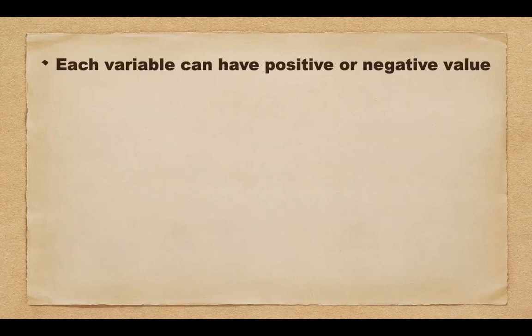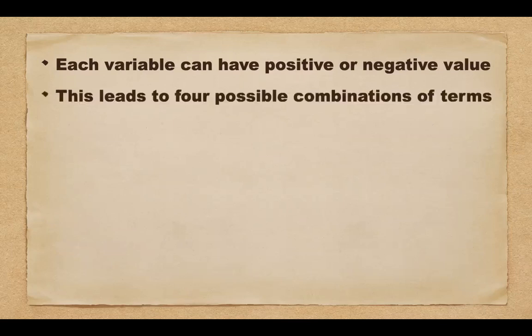Each of the variables can have a positive or negative value, except for temperature, of course, because temperature is measured in Kelvin, and the lowest Kelvin value is zero, which is absolute zero. So there are four possible combinations of terms. I think I mentioned this right at the end before Christmas break, but I want to go over it again so we all understand how we use and manipulate this equation.